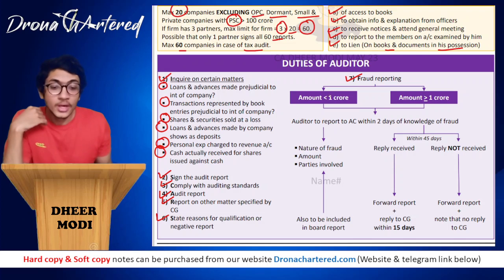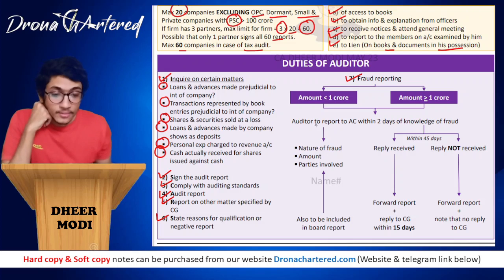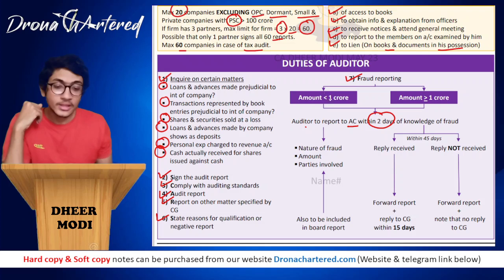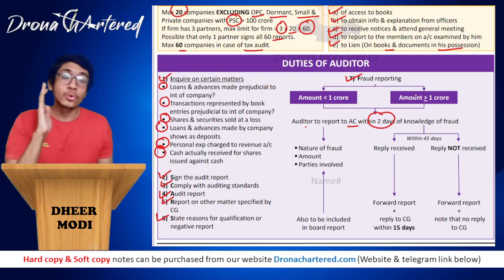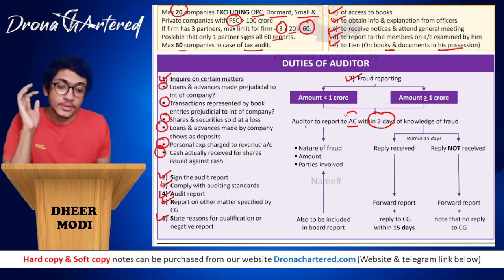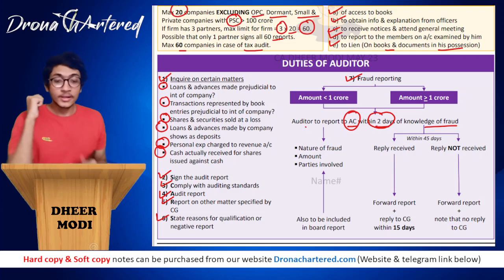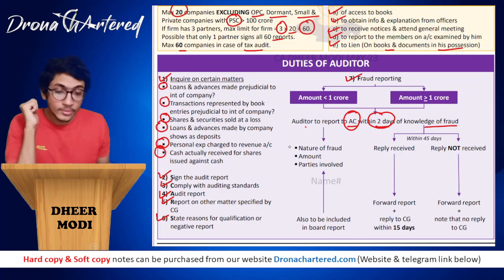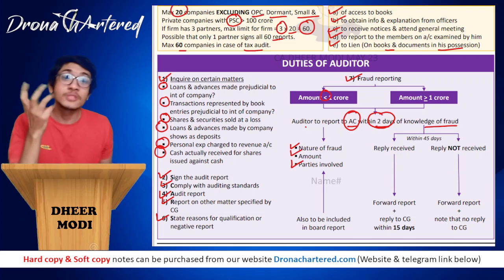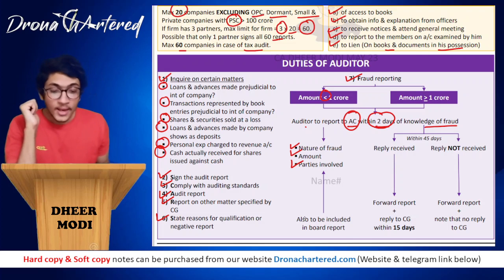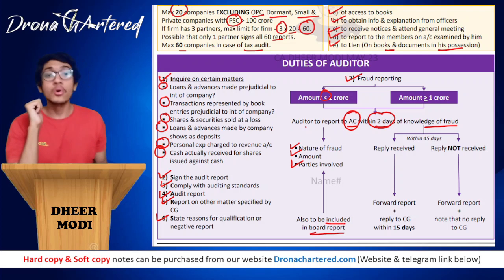So for fraud reporting, if your amount is less than 1 crore, in such a case, auditor to report to audit committee within 2 days of knowledge of fraud. So if you see, either fraud is less than 1 crore or your fraud is 1 crore or more, in both the cases, your first step should be to report to audit committee within 2 days of knowledge of fraud. That is, whenever you get to know about the fraud, within 2 days you should be telling the audit committee. Now, what will you be telling? You will tell the nature. If it is less than 1 crore, you will tell the nature of fraud, amount of fraud, and which parties are involved as per your knowledge. And this also has to be included in the board report.